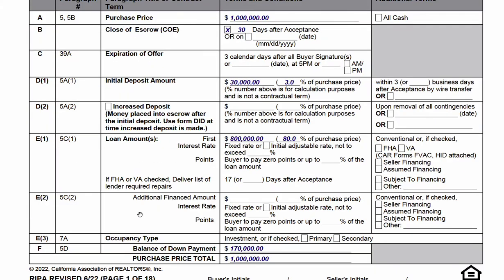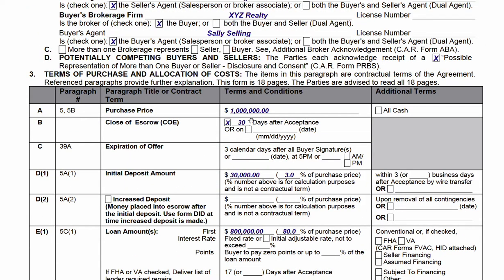All right, so we'll jump right into it. Purchase price, $1 million. If it's all cash, check this box. Close of escrow, and these of course are just arbitrary numbers. I just made them up for the sake of example. Close of escrow, 30 days after acceptance.